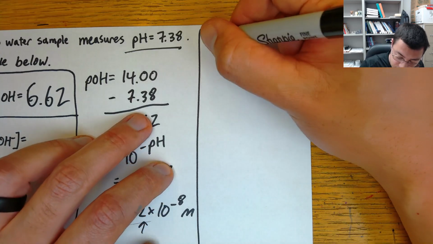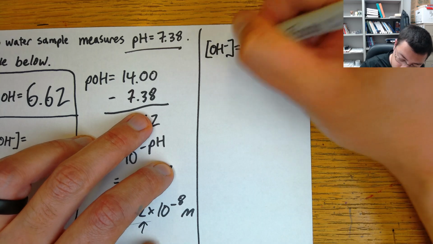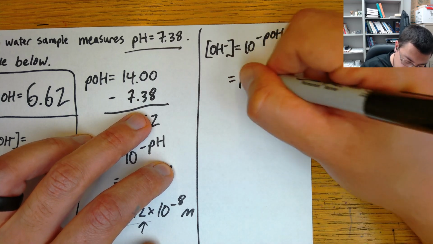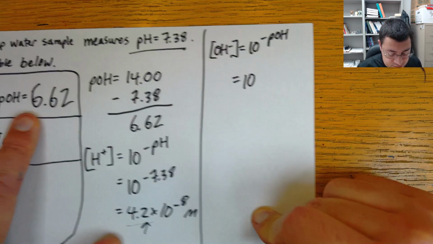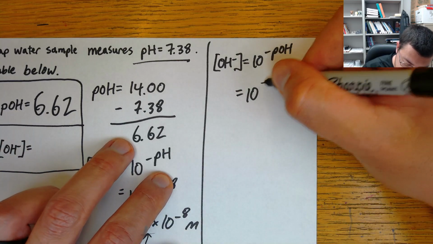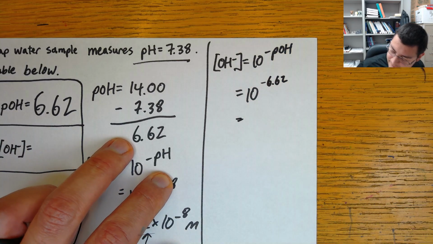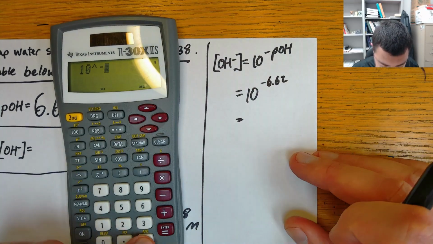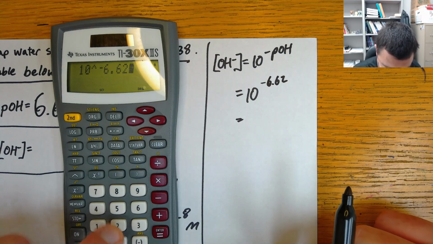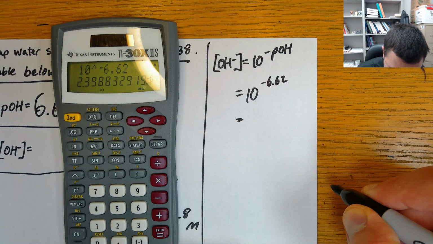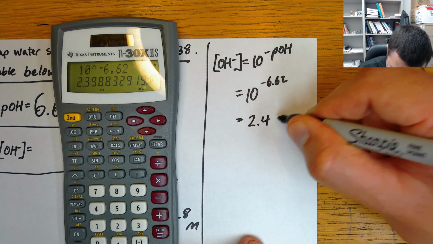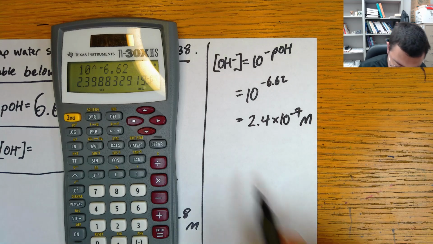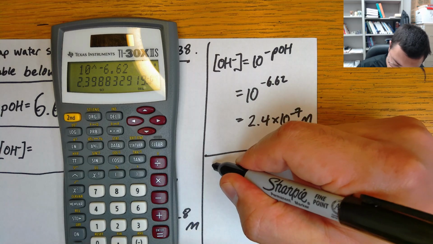So the first way would be OH minus equals 10 to the minus pOH. All right, so 10 to the negative 6.62. All right, and we get 2.4 times 10 to the minus 7 molarity. All right, and then I can show the other way of doing it.